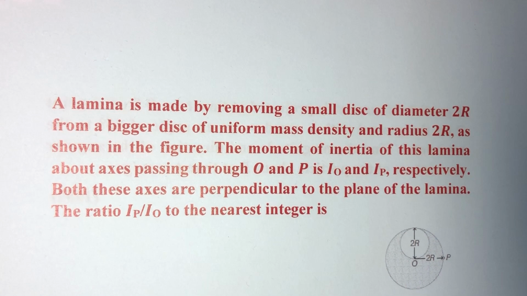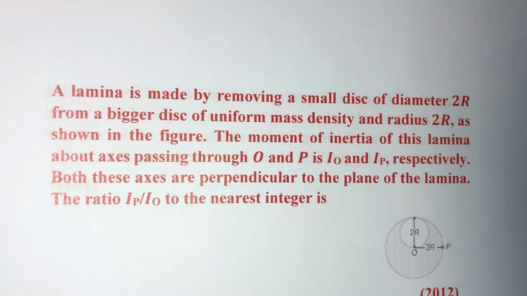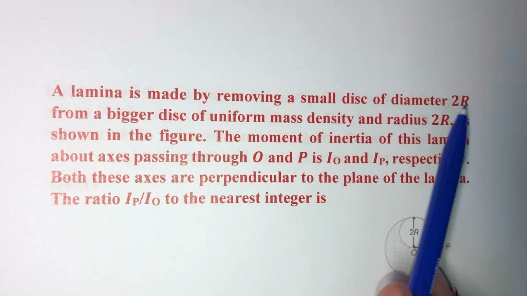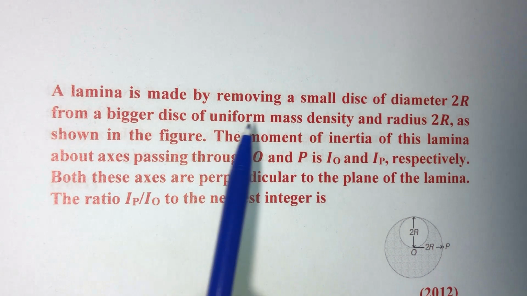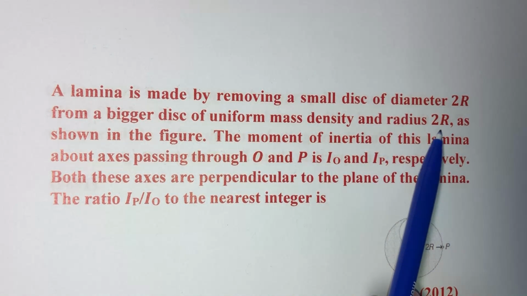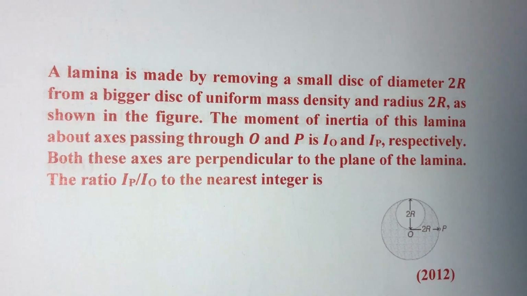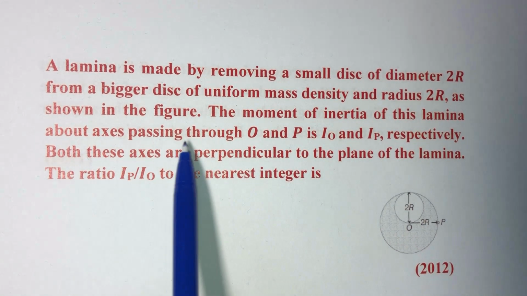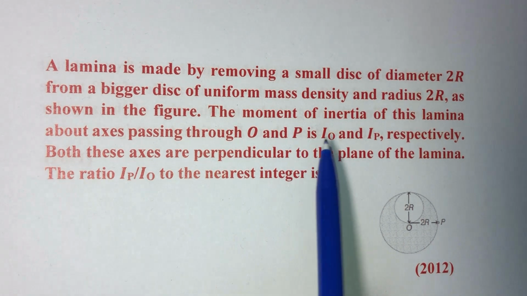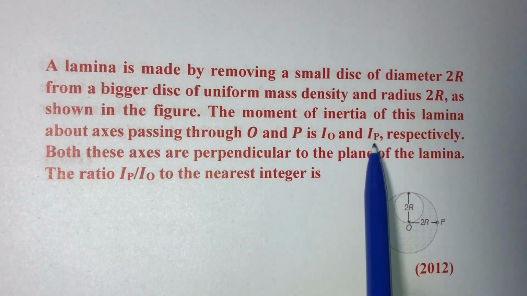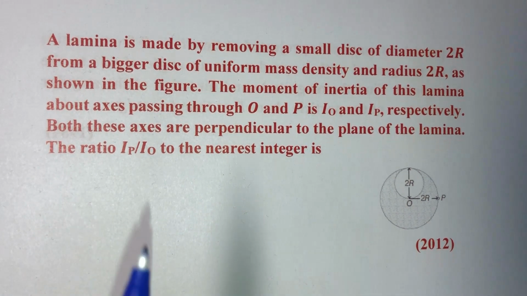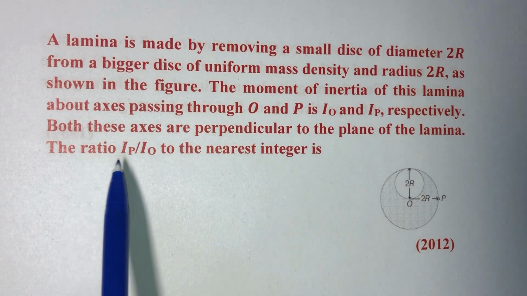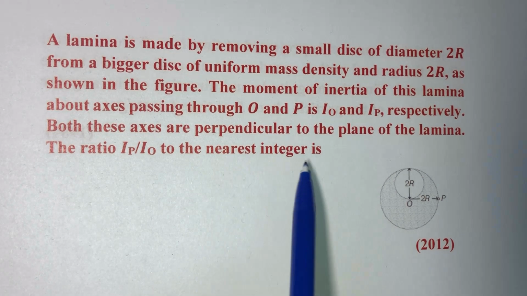Hello friends, in today's question, a lamina is made by removing a small disk of diameter 2r from a bigger disk of uniform mass density and radius 2r as shown in figure. The moment of inertia of this lamina about the axis passing through O and P is IO and IP respectively. Both these axes are perpendicular to the plane of the lamina. The ratio of IP to IO to the nearest integer is.